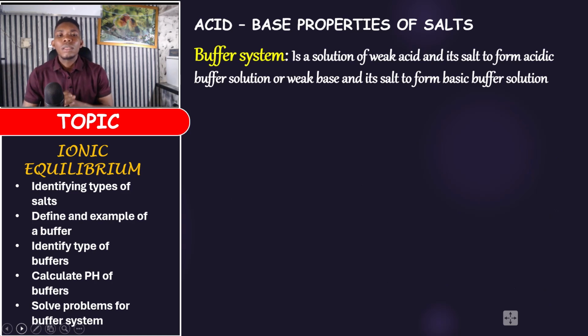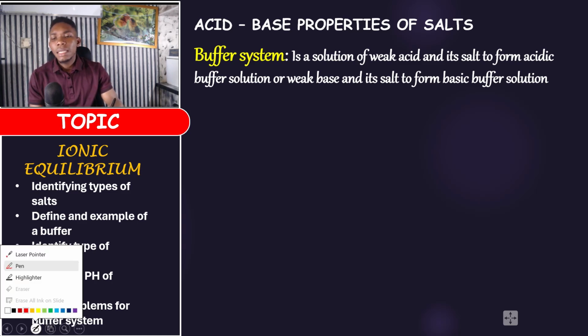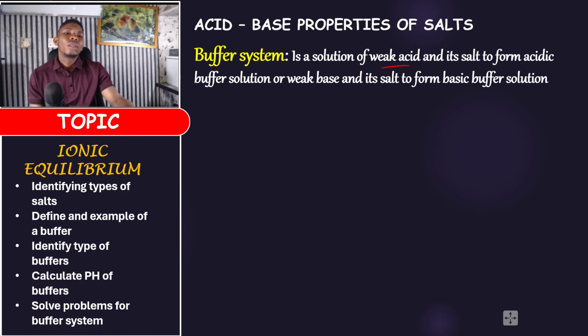So now let us look at a buffer. What is a buffer? A buffer is the solution of a weak acid and its salt to form an acidic buffer solution, or a weak base and its salt to form a basic buffer solution. If it's a solution of a weak acid and its salt, the kind of buffer that will form is an acidic buffer. If it's a solution of a weak base and its salt, it is going to form a basic buffer.